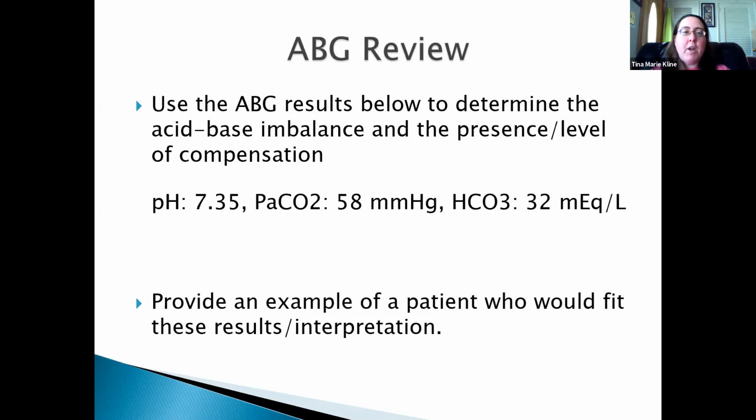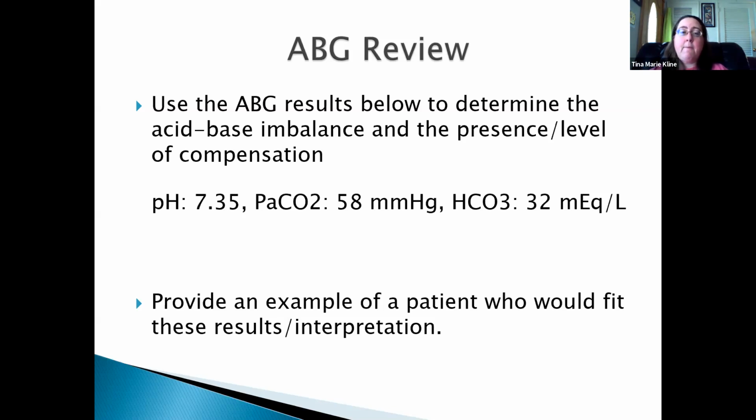Okay, ABG review. I want you to look at the ABG results below. Let's think about what the acid-base imbalance is and what the presence and level of compensation is. Is there compensation? Is it fully compensated? Is it partially compensated? Or is it not compensated at all? All right, so let's go through this together.